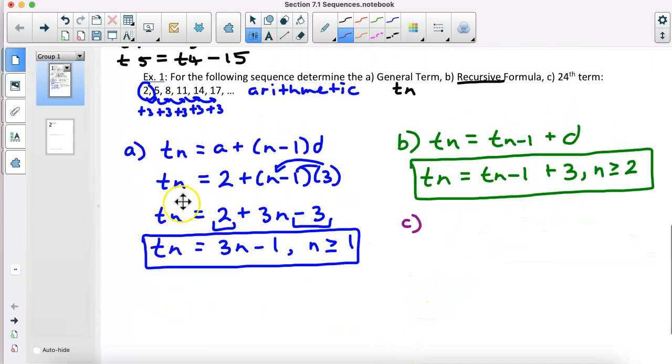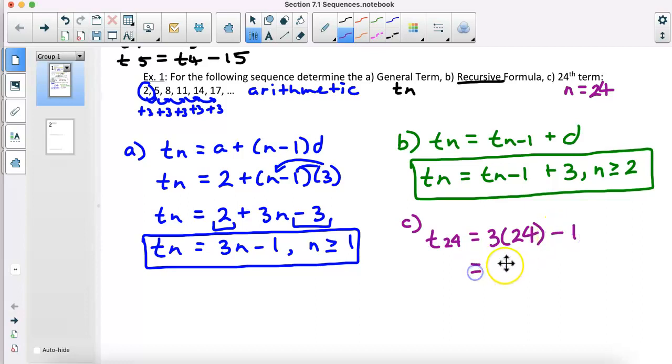And the last one we're going to take a look at is, what is the 24th term here? For this, we're going to use our general term. We're going to start off with that general equation of t_n is equal to 3n minus 1. In this case, for the 24th term, n is equal to 24. So we're going to have t_24, and we're going to have 3 multiplied by 24, and we're going to subtract 1. So this is going to give us 72, subtract 1, and t_24 is going to be 71.